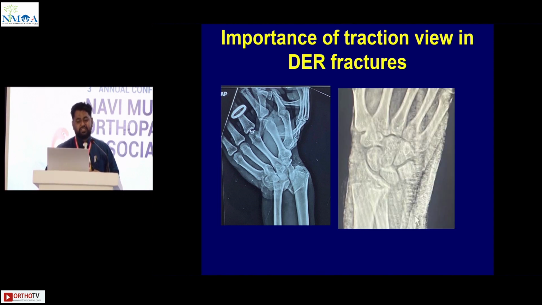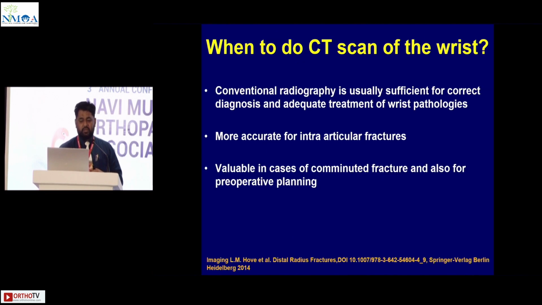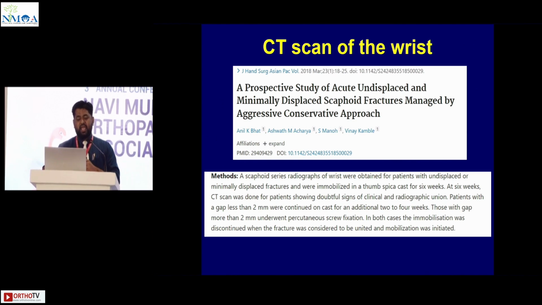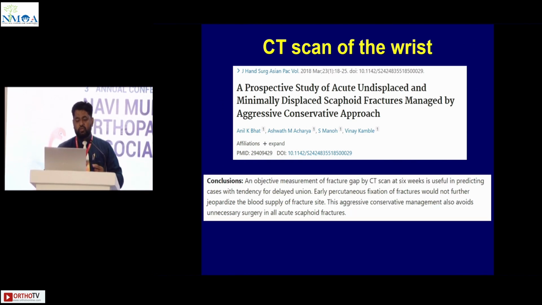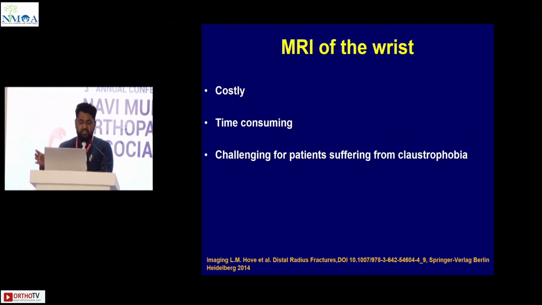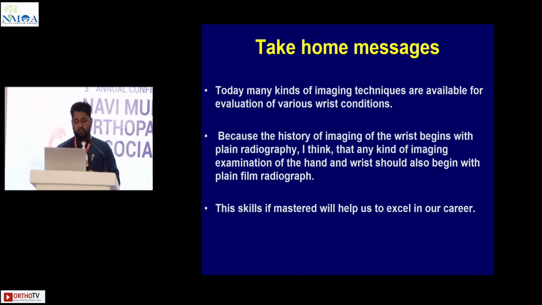So like the take home message. Although CT and MRI are superior in certain aspects to conventional radiograph, the basic method of examination still remains plain radiography, and radiography with proper position and exposure can provide accurate information for wrist pathology. Use of these tools effectively and in close cooperation with the clinician and radiologist will provide the best possible protocol for the patient. Too many kinds of imaging techniques are available for evaluation of wrist conditions, but because the history of imaging of the wrist begins with the plain radiograph, I think that any kind of imaging examination of the hand and wrist should always begin with the plain radiograph. And these skills, if mastered, will help us excel in our career.